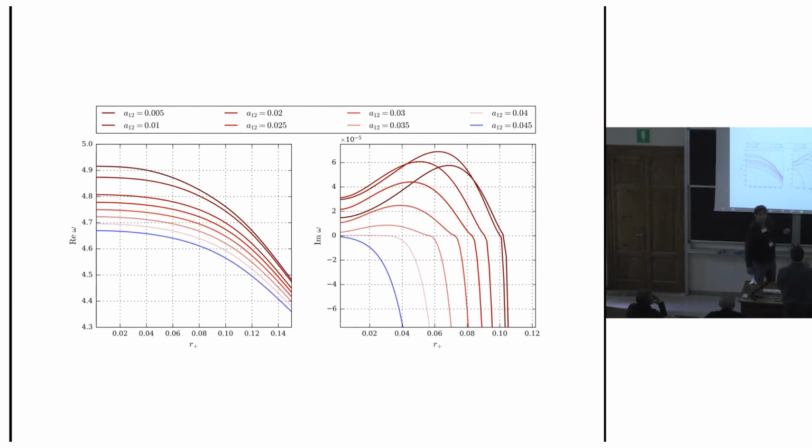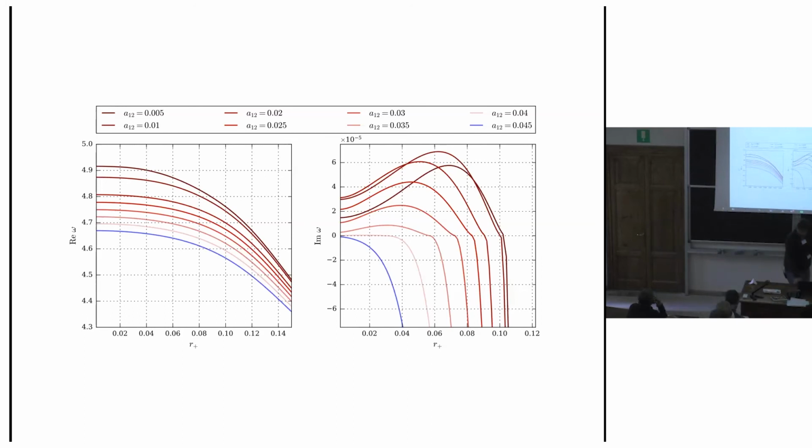Go slowly on this point because there is really a lot of physics in that. Sure. So as you increase the rotational parameter, in this case A12 is just the difference between the two rotational parameters, the modes become less and less unstable until they become stable again at A12 equals 0.045. When A plus is big enough, they also become stable.